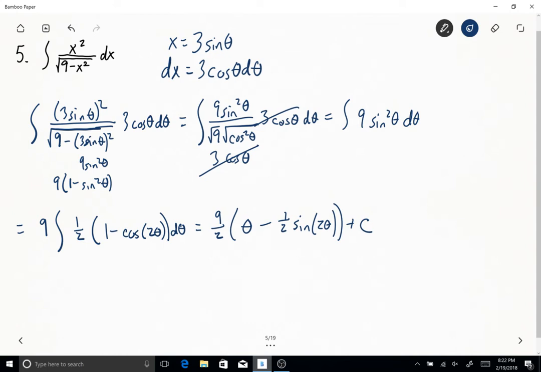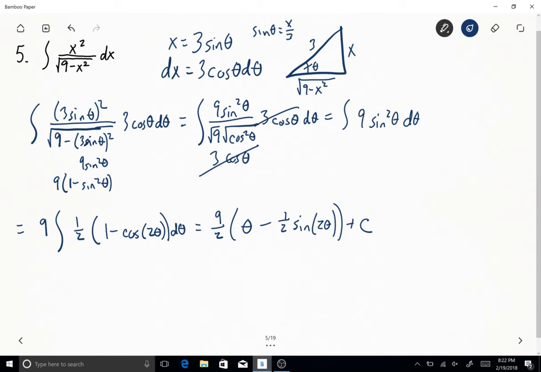This is where we need to know our trig identities, because in this case we can draw the triangle, right? You get sine of theta equals x divided by 3. So if we put our angle theta there, you have x on your opposite side and 3 on the hypotenuse, and that means you have a square root of 9 minus x squared on the adjacent side.